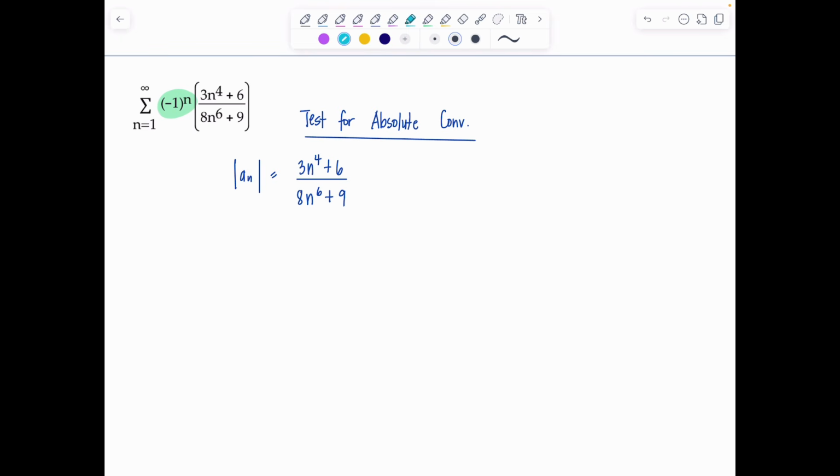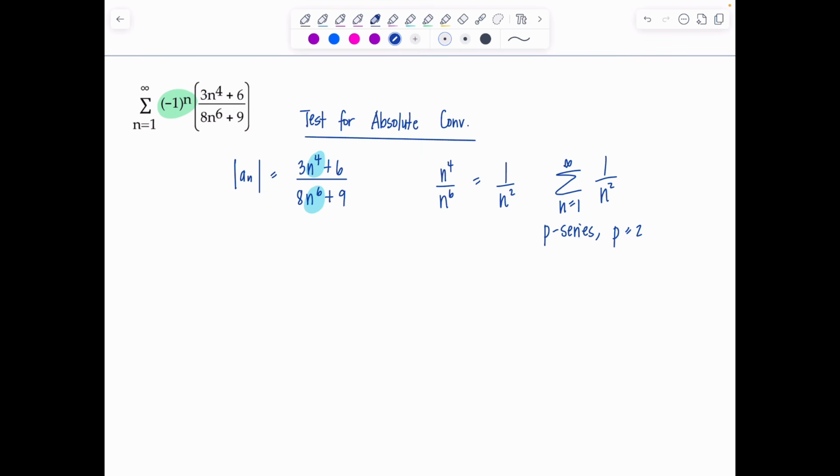Just look at the highest power of n in the numerator and denominator. That's what's controlling how fast the terms are shrinking. You could say growing, shrinking, whatever. So I see n to the fourth in the numerator, n to the sixth in the denominator. That simplifies to 1 over n squared. So I'm going to compare it to the p-series, the sum from n equals 1 to infinity of 1 over n squared. What does this series do? Well, since p is 2, which is greater than 1, it converges.